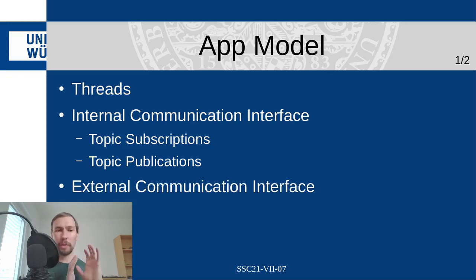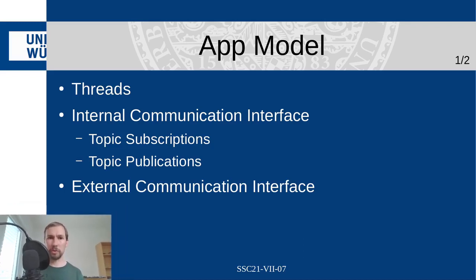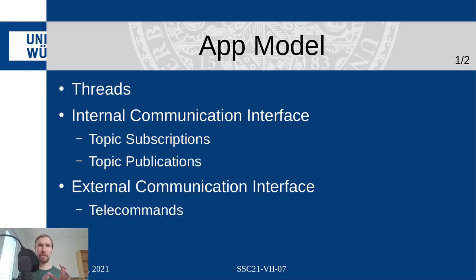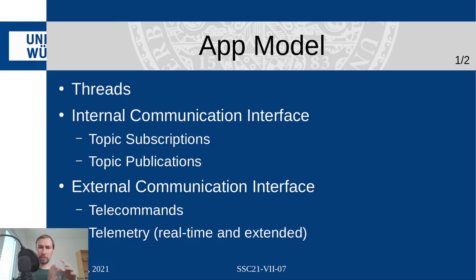The other part is the external communication interface. So this means the communication between the space and the ground. So each app contributes to the total communication interface of the satellite. This includes telecommands on which apps react, telemetry. So we have two types of telemetry. The one is the real-time telemetry, the other one is the extended telemetry.